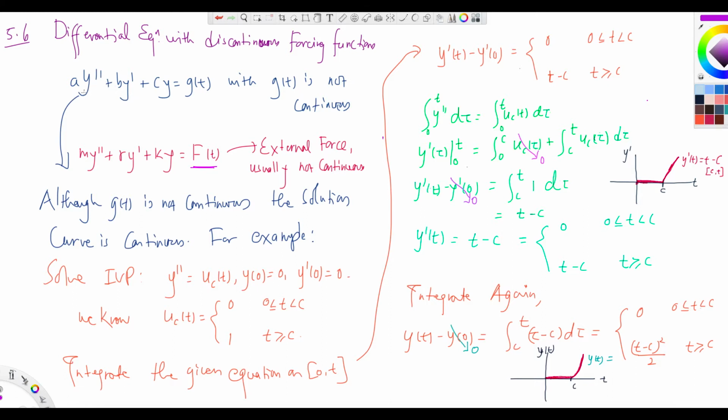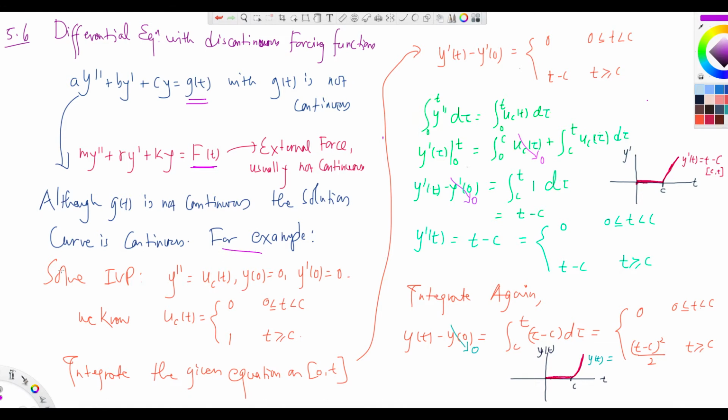Let us consider a second order differential equation with constant coefficients. This is non-homogeneous because the right hand side function is non-zero. Suppose that this function g(t) is not continuous. Although this second order differential equation has a discontinuous forcing function on the right hand side, when you solve it, the solution you will get will be a continuous function. We will take an example to see that, okay? You see that although g(t) may not be continuous, the solution curve is continuous.